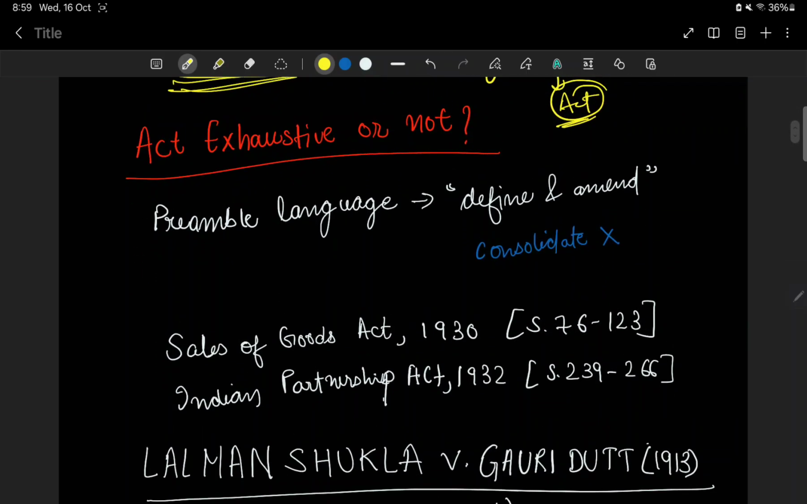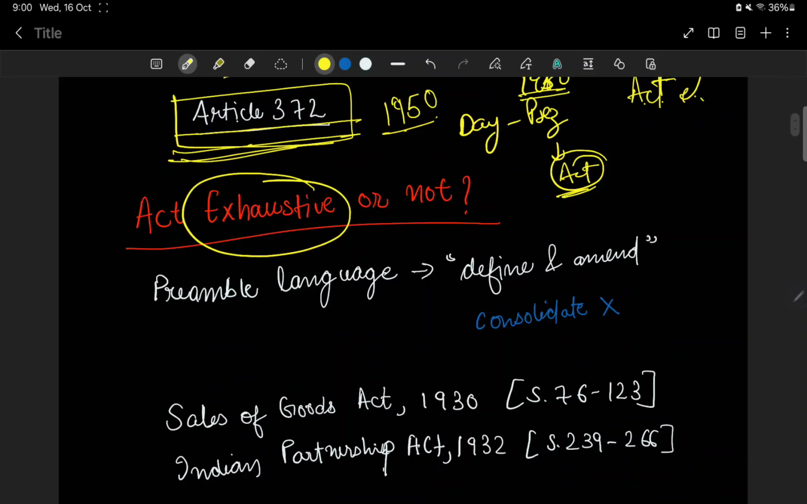Okay, now the question is whether the act is exhaustive or not. Now what is the meaning of the word exhaustive? Exhaustive means, is this Indian Contract Act complete in itself?